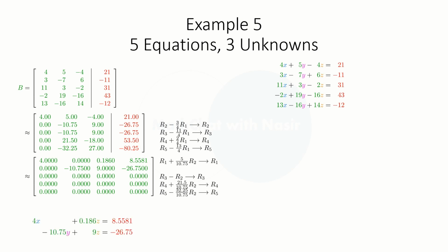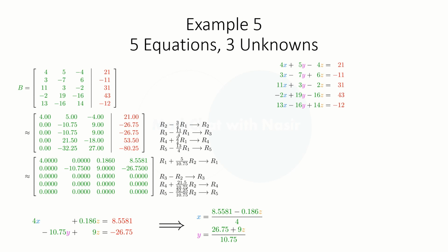Now convert the echelon form into equation form. The unknowns x and y are pivot variables, whereas the unknown z is a free variable. The equations have an infinite number of solutions. We will express the pivot variables in terms of the free variable. X is equal to 8.5581 minus 0.186 divided by 4, and y is equal to 26.75 plus 9z divided by 10.75.